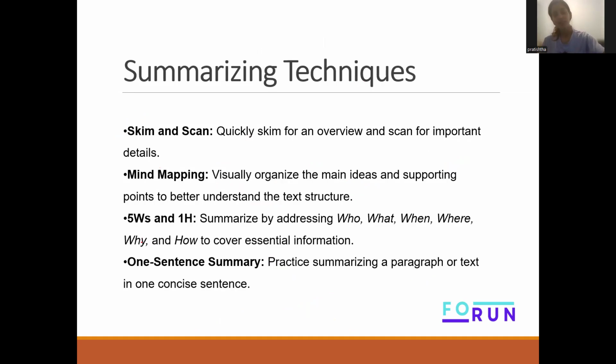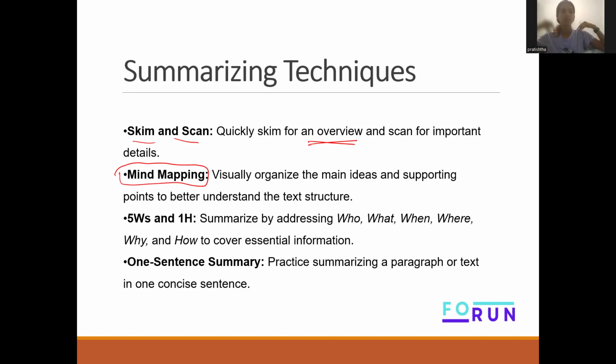So what are some of these techniques that we are going to look at? We are going to skim and scan, right? We need to skim for an overview, just so we know what the text is about, and scan for important details. We need to see what the important details are. We need to have a mind map in our mind. So when we are reading, what happens is that we create a mind map that, you know, this happened and then this happened and then this happened, right?